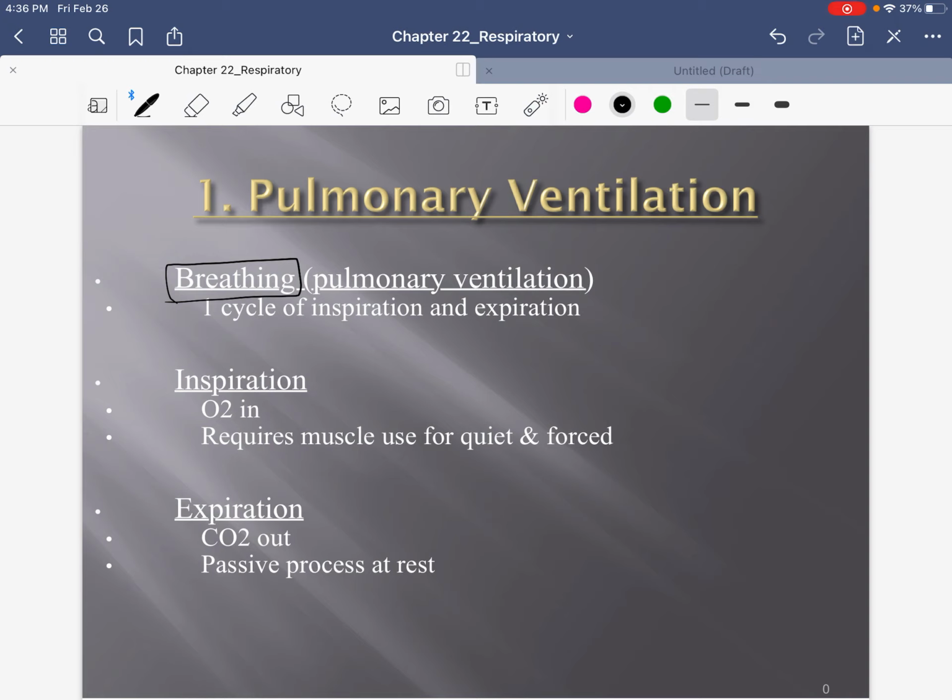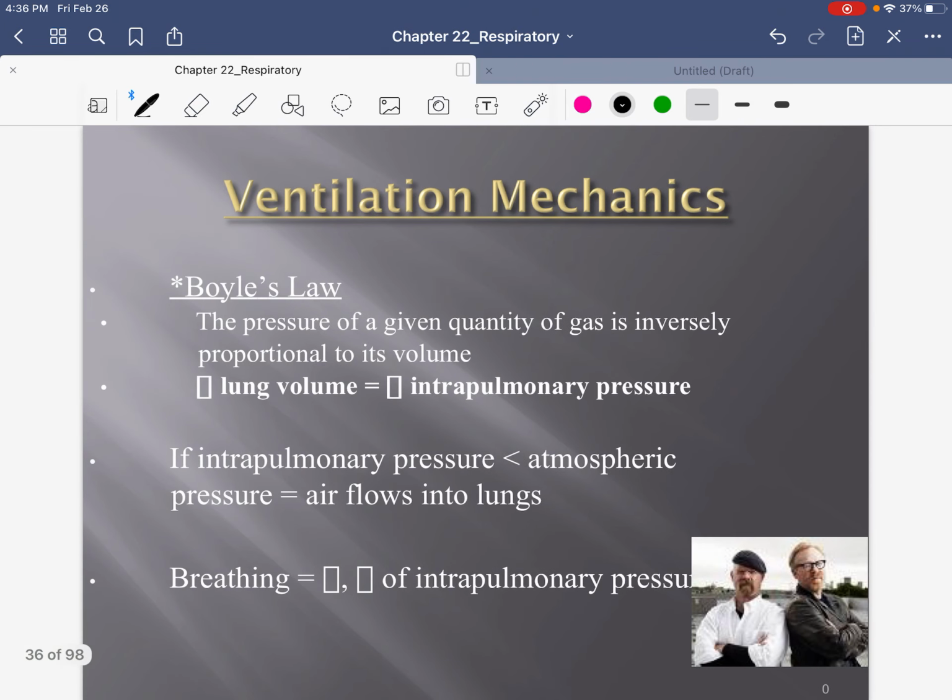This is the first step of how the respiratory system works. We need to get air in, get oxygen in, when we inhale, and then push CO2 out when we exhale. Let's talk about it.